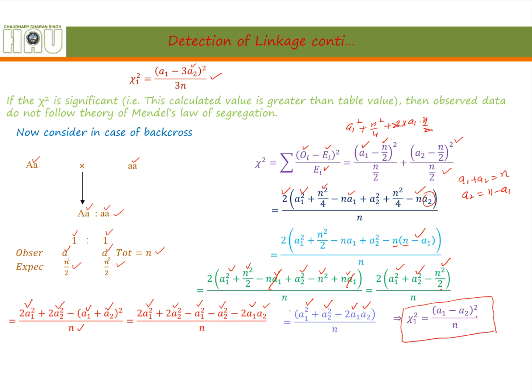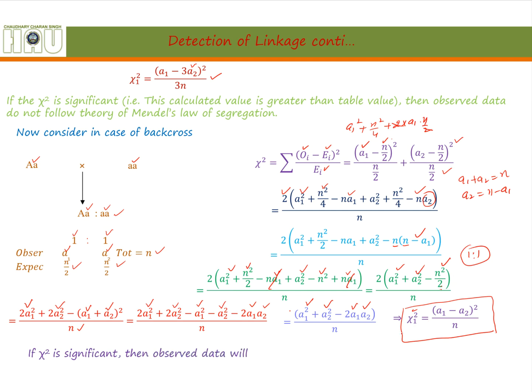So this is my chi-square. So in case of back cross, you just take the difference of the two observed classes, square it and divide it by the total number of observations. You will get chi-square with 1 degree of freedom. And if chi-square with 1 degree of freedom is significant, meaning the calculated value of chi-square is more than the tabulated one, then the observed data will not follow the theory. That is to say, the observed data does not follow this ratio. Clear?